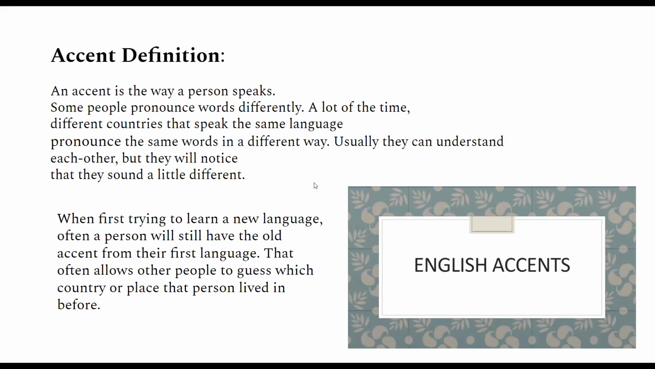Hi, team. An accent is the way we speak and pronounce words differently. In different countries, people speak the same language but pronounce the same words in a different way. When we try to learn a new language, we will still have the old accent from our first language. It will allow other people to guess which country or place we lived in before. Let's see what an accent is.